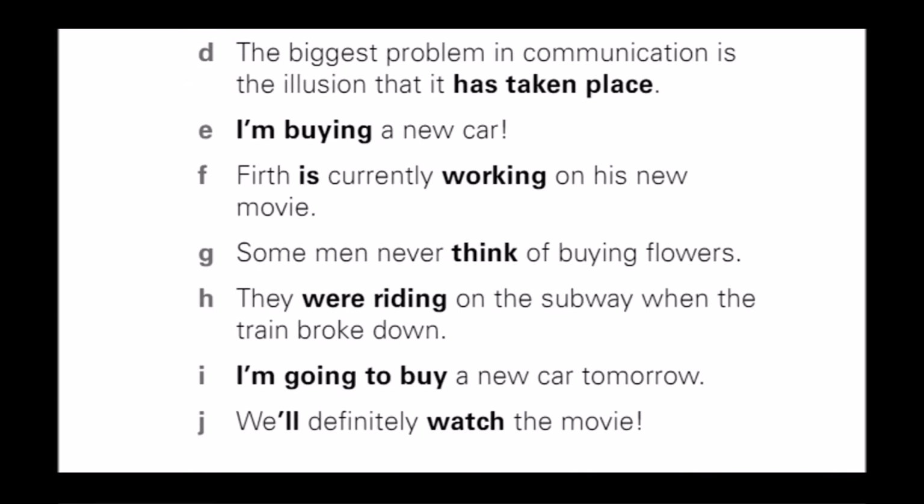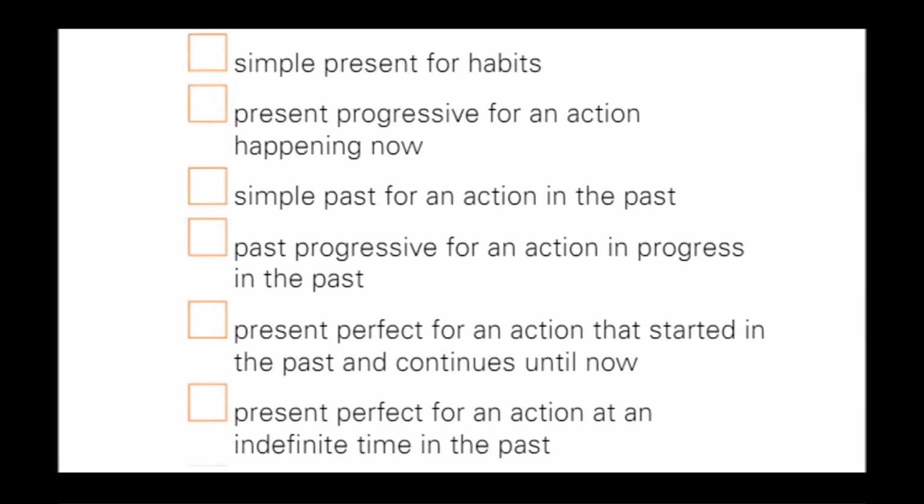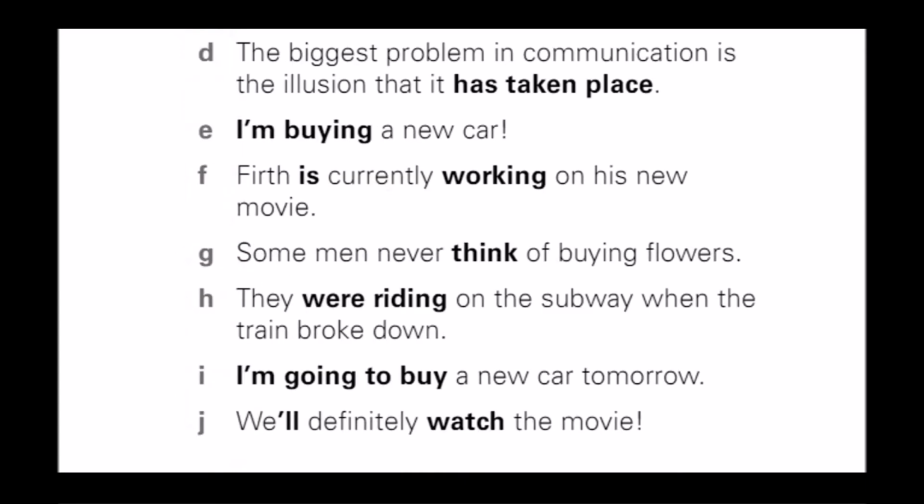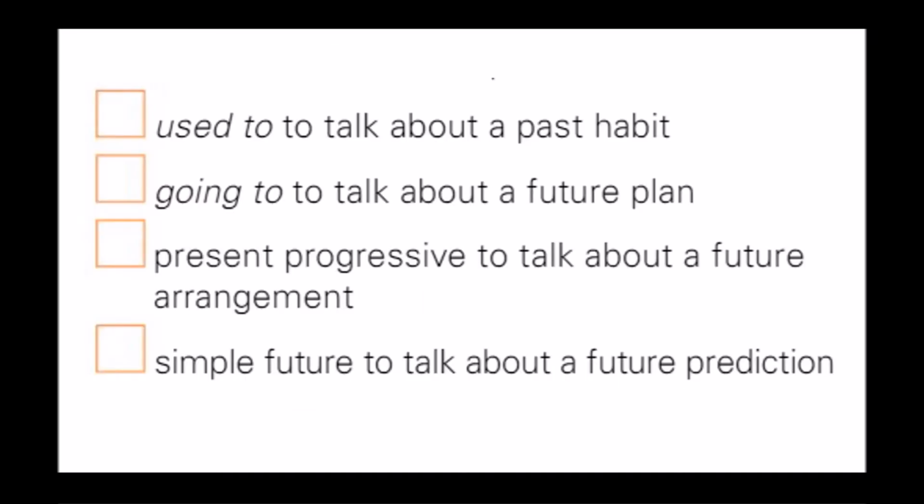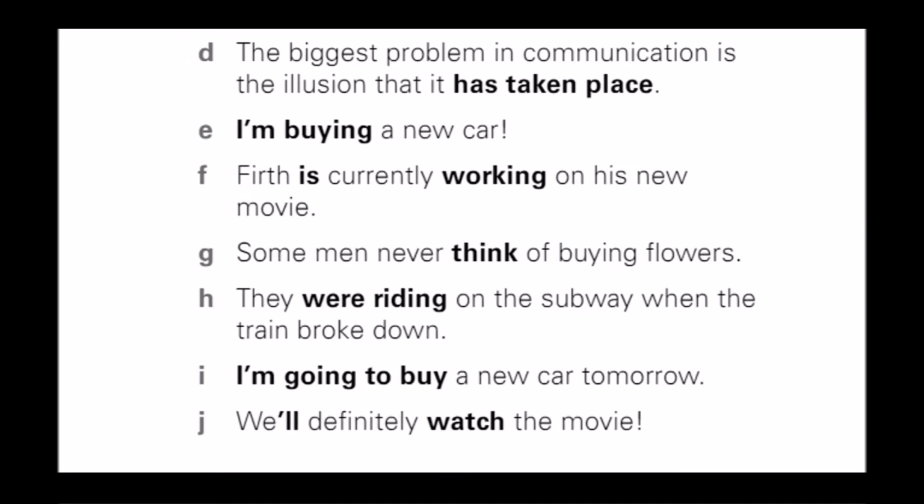Option D. The biggest problem in communication is the illusion that it has taken place. Present perfect for an action at an indefinite time in the past. Option E. I'm buying a new car. Present progressive to talk about a future arrangement. Option F. Firth is currently working on his new movie.